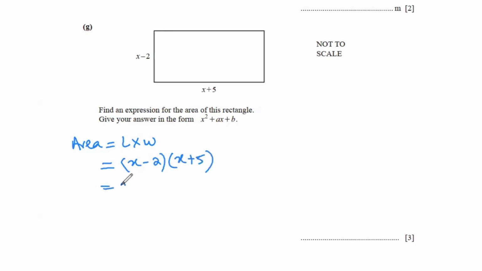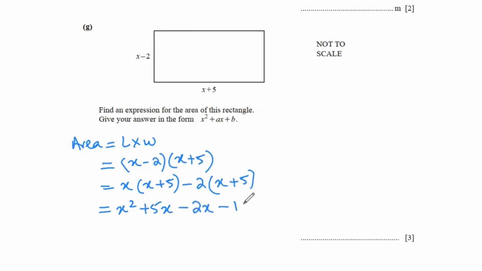Expand the bracket. x gets multiplied with x plus 5, and negative 2 also gets multiplied with x plus 5. So x times x plus 5 is x squared plus 5x, and negative 2 times x plus 5 is negative 2x minus 10. Once again, a positive and a negative integer, when they multiply, the result is always negative. So collect the like terms. 5x minus 2x is 3x. So x squared plus 3x minus 10 is your expression in the form of x squared plus ax plus b.